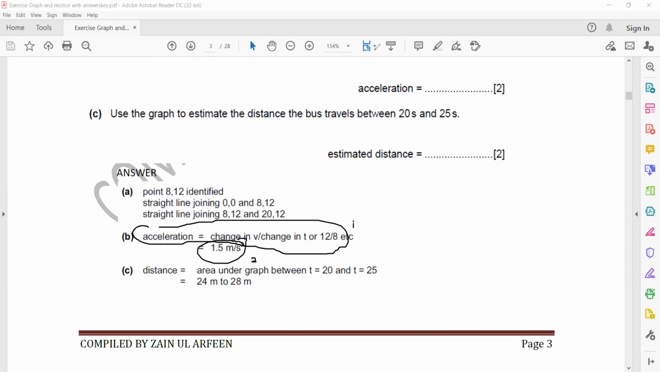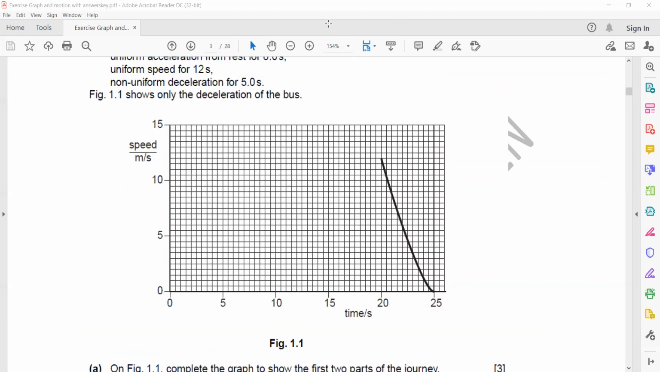Then the last part, estimate the distance. So I'll just explain the idea of what you will do: you will draw a straight line, because we need the distance from 20 to 25. So what shape is it making? It is making a triangle. So you'll use the formula half base into height.